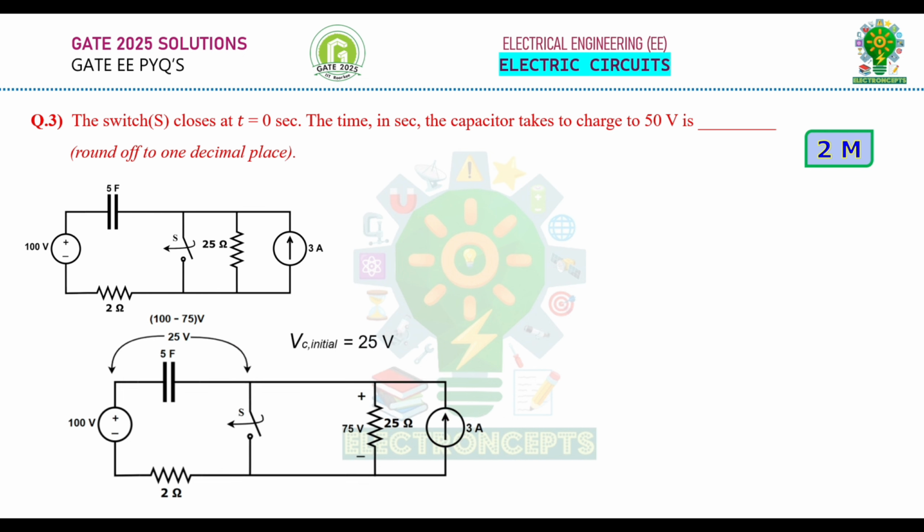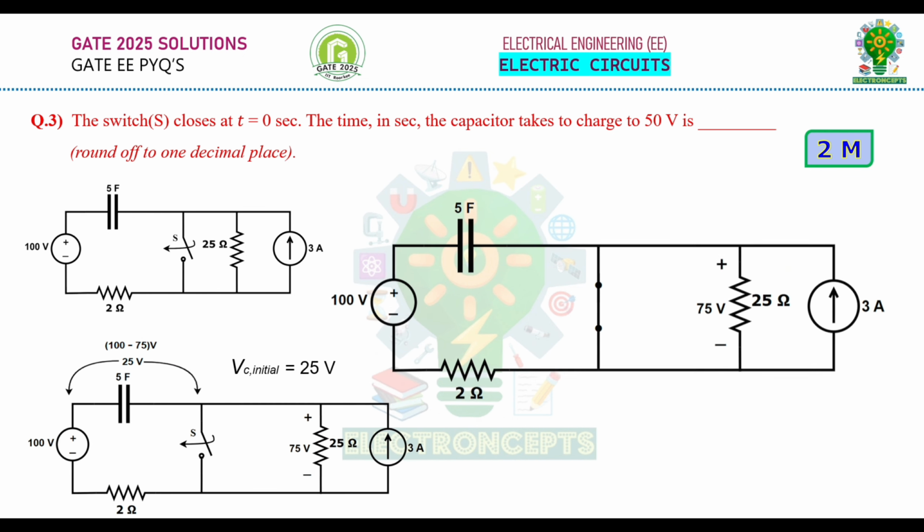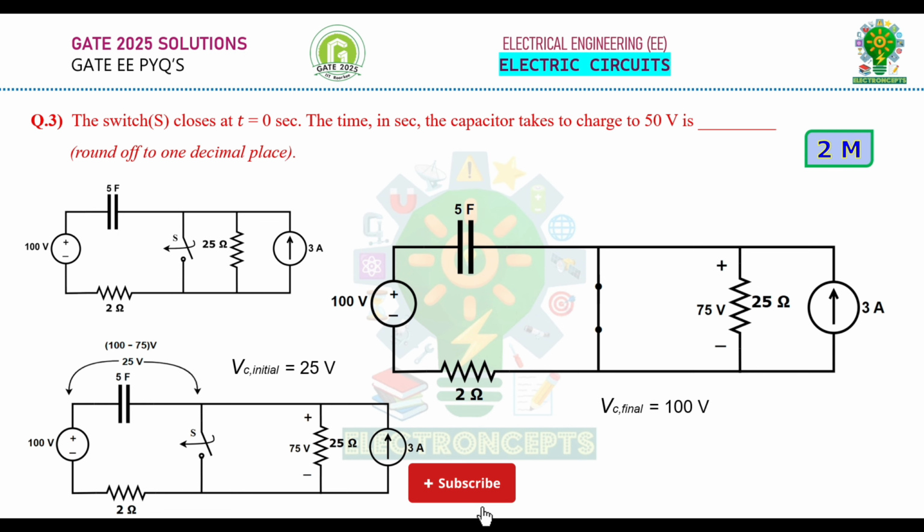Keeping this aside, now let us calculate the final voltage across the capacitor. After the switch is closed, again a steady state is formed. The current from the 3 amp source only flows through the short circuited path because it has zero resistance, and also the 25 ohm resistor becomes redundant. At steady state, the current flowing through the capacitor is 0, therefore the final value of voltage across the capacitor is equal to 100 volts. Now we have obtained the initial value and final value of voltage across the capacitor.